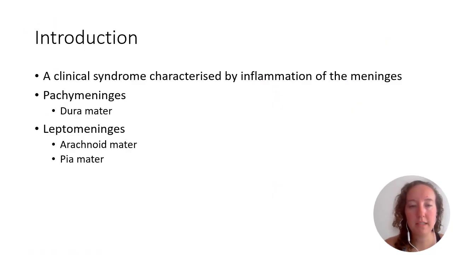We'll start with some basics about meningitis. So first of all, broad definition is that meningitis is a clinical syndrome characterized simply by inflammation of the meninges. And this can refer to two different areas. One is called pachymeninges or pachymeningitis, which is specifically referencing the dura mater. And then the other form is the leptomeninges, which references involvement of the arachnoid matter or the pia mater.